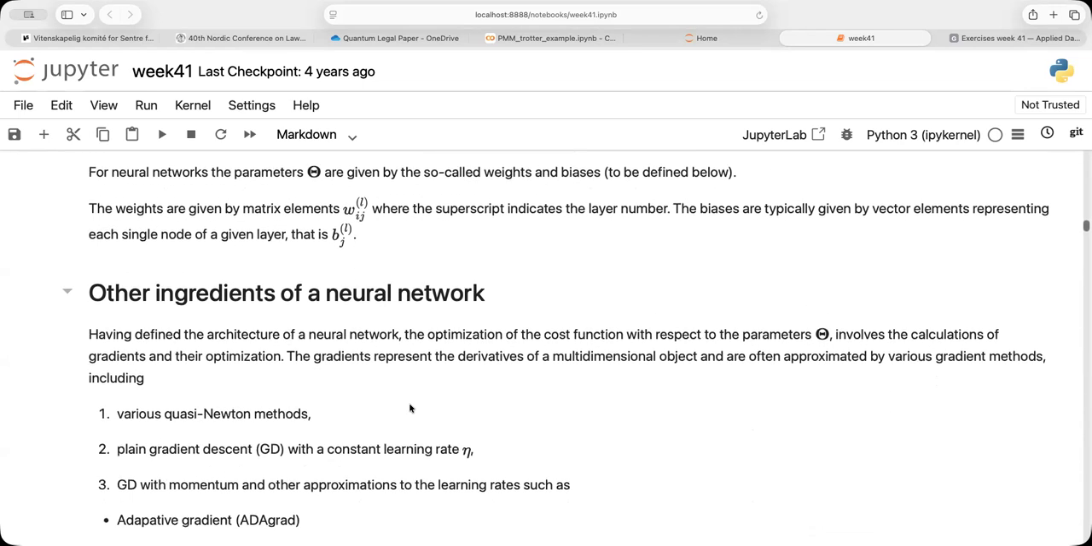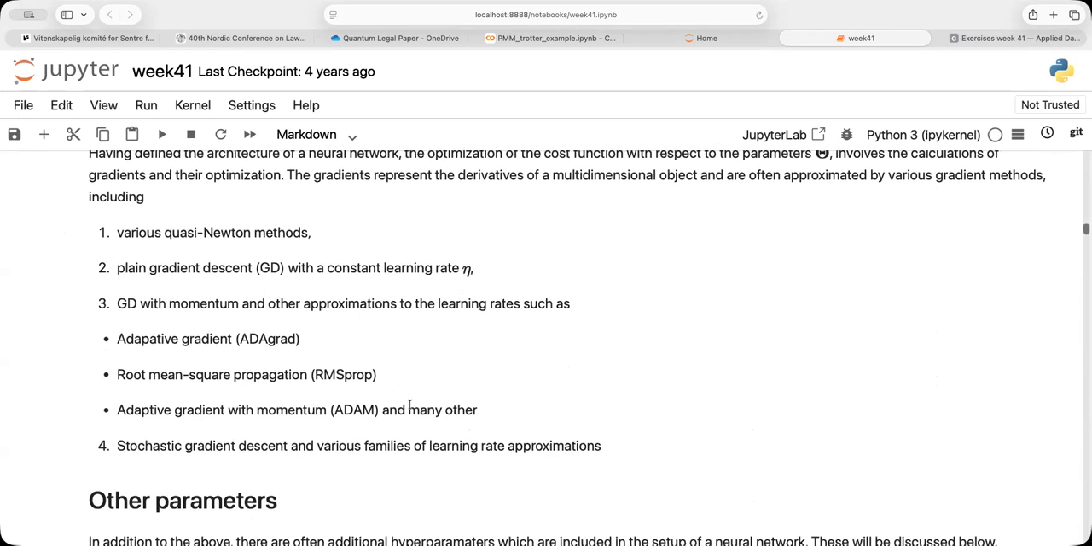Then you have other ingredients. And this is where everything else, which you did in project 1, comes into play. So you have various Newton methods, you have gradient descent, you can have gradient descent with momentum, adaptive gradient, etc., and stochastic gradient descent.